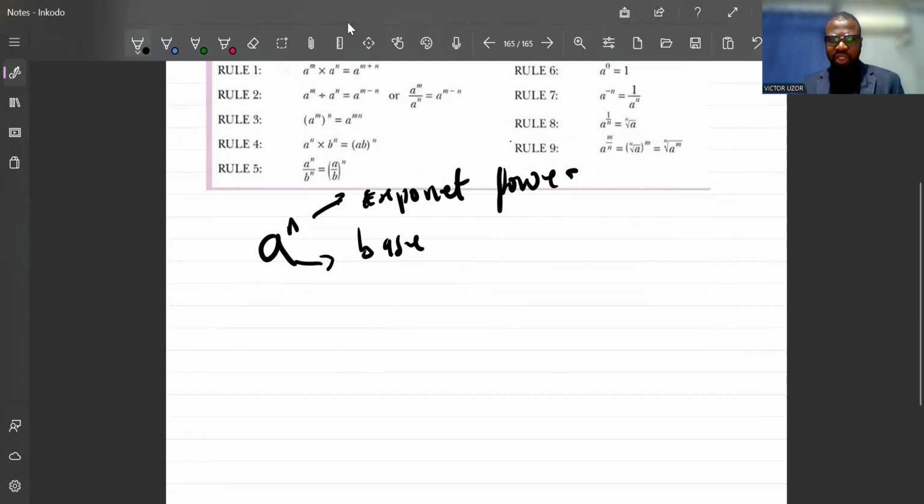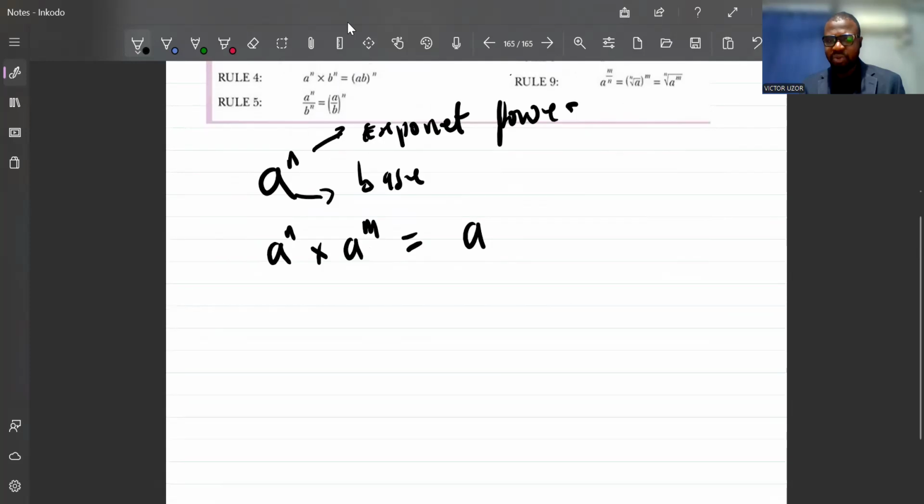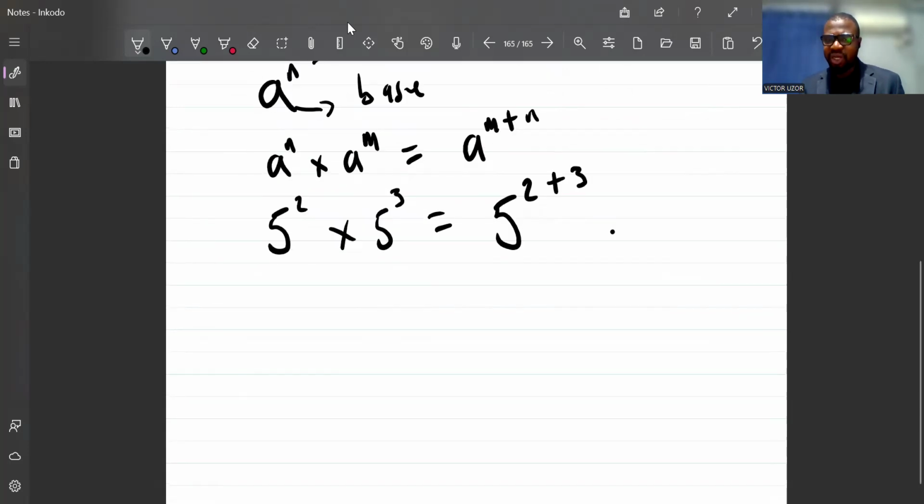So when you have a raised to power n, multiplied by a raised to power m, it's going to be a raised to power m plus n. For example, you are given 5 raised to power 2 times 5 raised to power 3. So what you are doing is that you add the powers, meaning that when the bases are equal and you have to multiply with different powers, all you do is you add the powers.